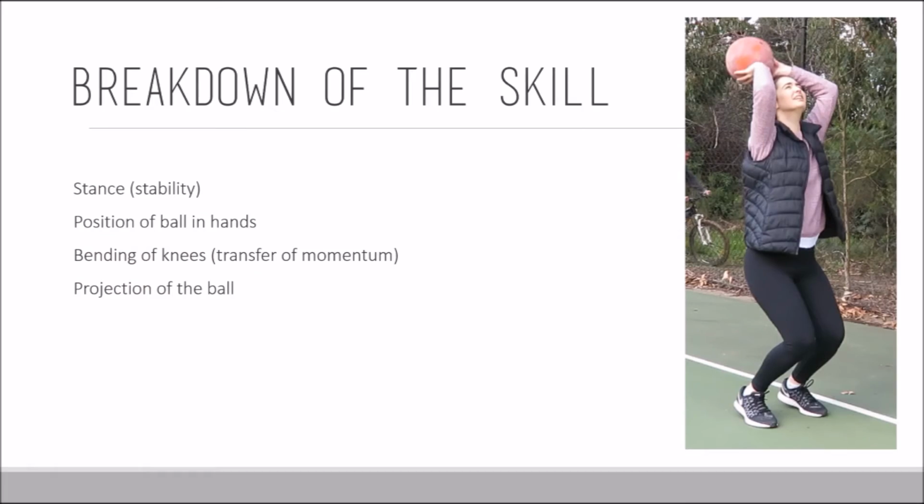Break down the skill into four key aspects. These are stance and stability, position of the ball in the hands, transfer of momentum or bending the knees, and the projection of the ball. We base each week's drills off these components.